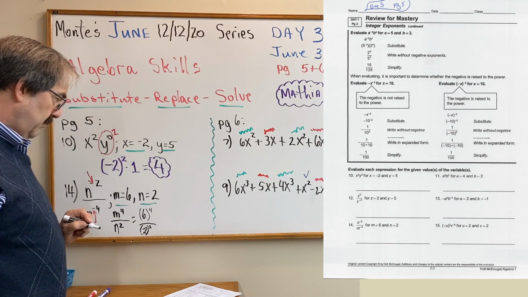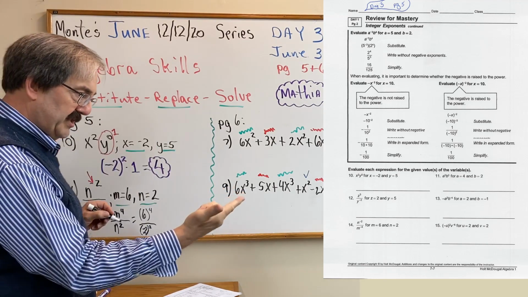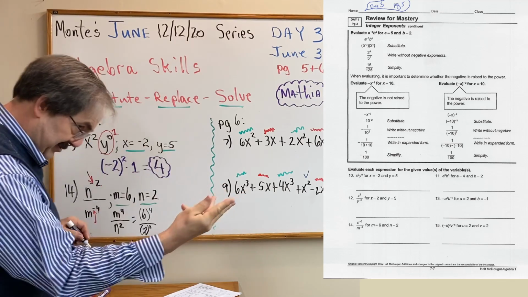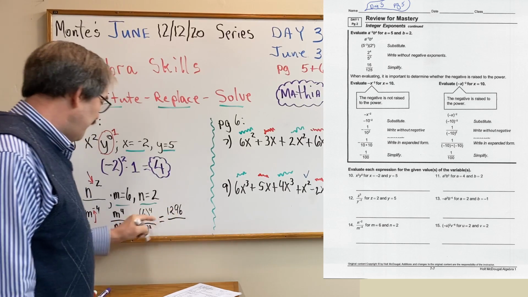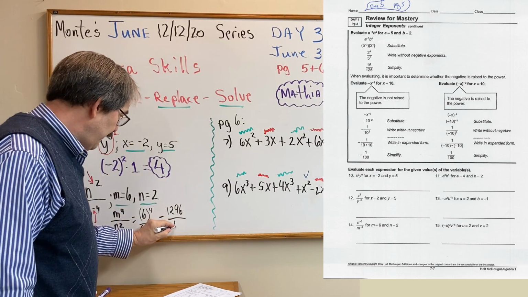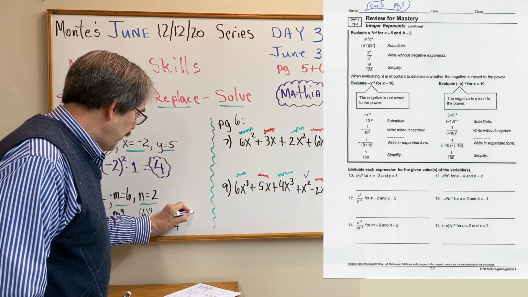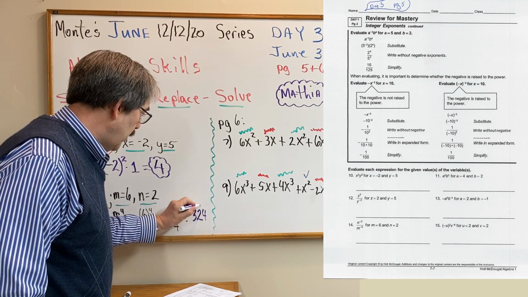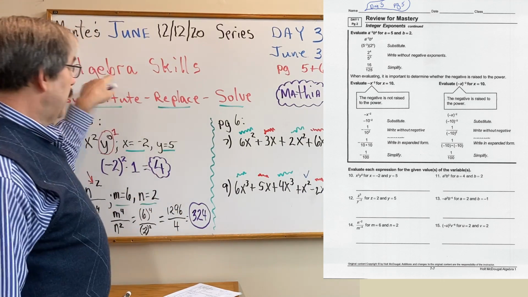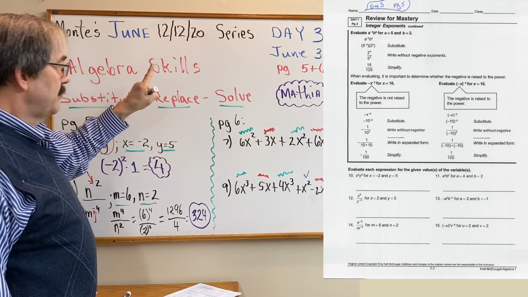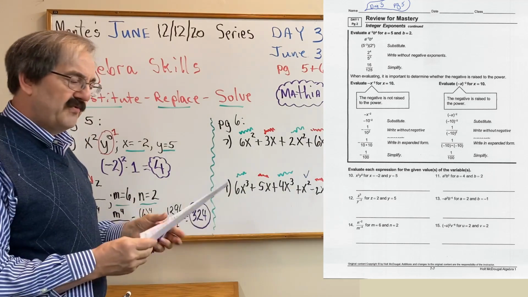Okay? Well, what's 6 times 6 times 6 times 6? 6, 36, 216, 1296. Divided by 2 times 2 is 4. And this one actually works out to be a nice round number of 324. Okay? All right. So, what are we practicing? Algebra skills, substitute, replace, solve. Okay? All right. So thanks for doing that. There's 4 others for you to try.